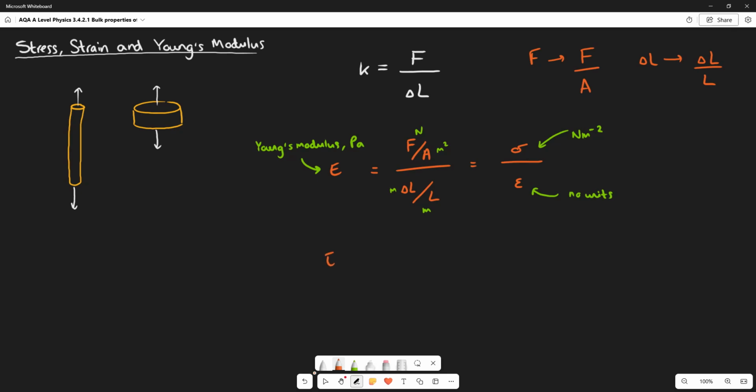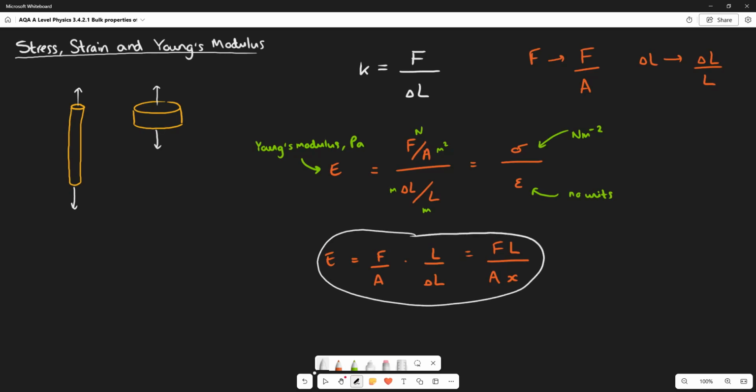You may sometimes see the Young's modulus equation written like this. Or even with x as extension. This is an improvement on the Hooke's law equation because it takes into account the physical properties of the material before we then apply our force and measure.